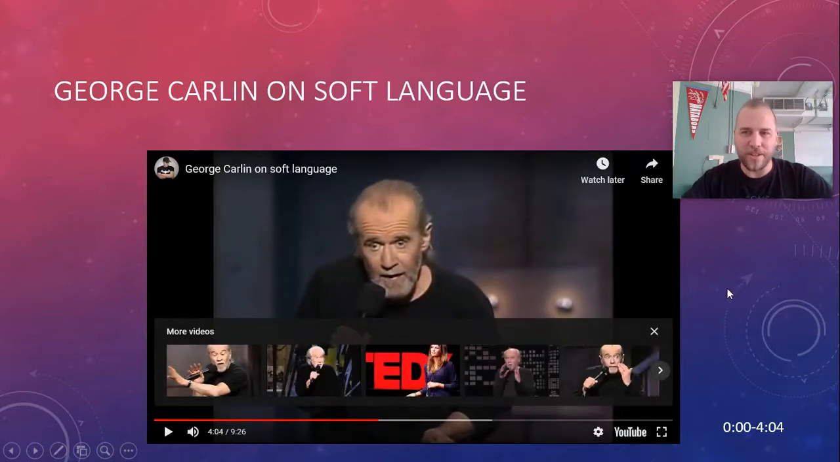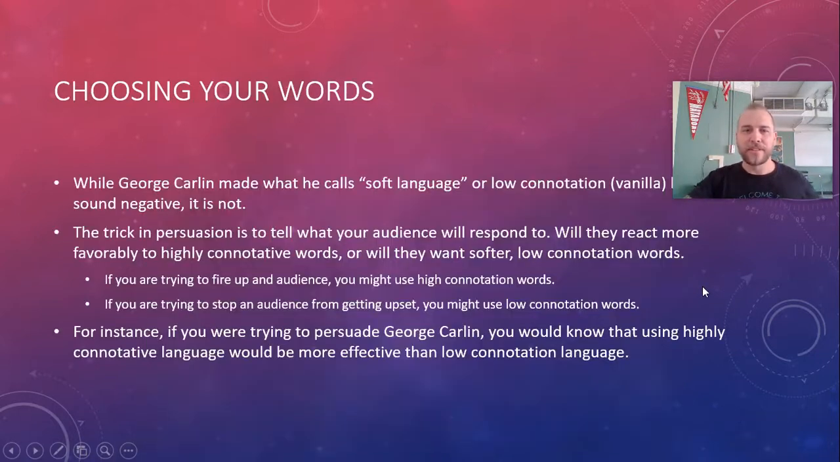Okay, and so you get his general idea. He's pointing to the difference between high connotation and low connotation language. And so what he calls soft language is actually what we call low connotation, or that kind of vanilla language that I was talking about earlier. And he makes it sound really negative, which it technically is not. He was trying to make a point through comedy.